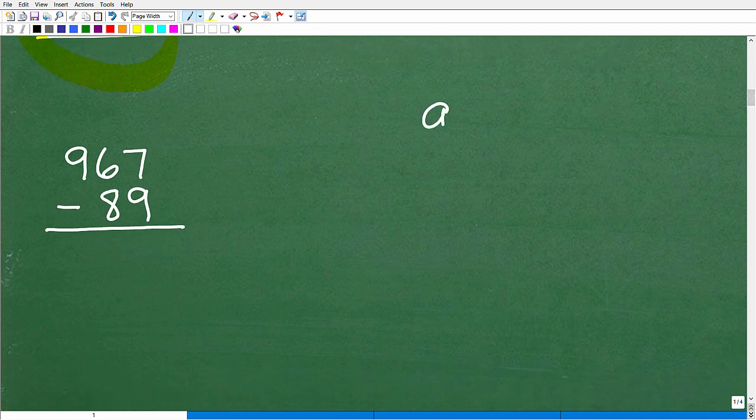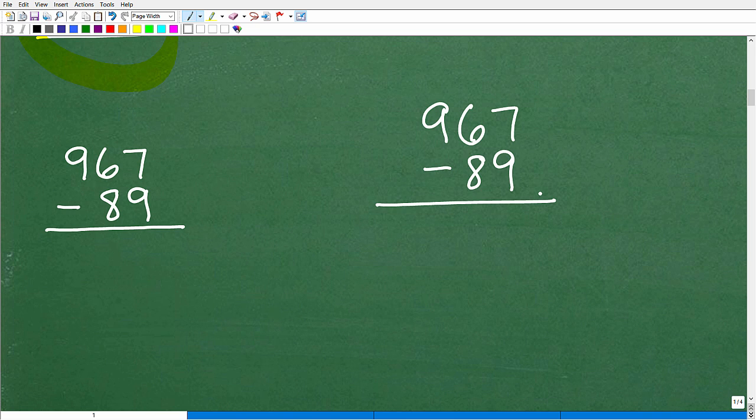So I got 967, and I'm going to subtract 89 from that number. Okay. All right, so what do I do? Well, this is not addition, this is subtraction, okay? So first thing is I'm going to focus on this column. Now, can I take 9 away from 7? No. If I have, let's just look at it here.